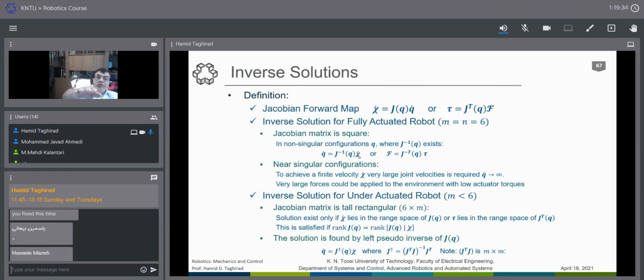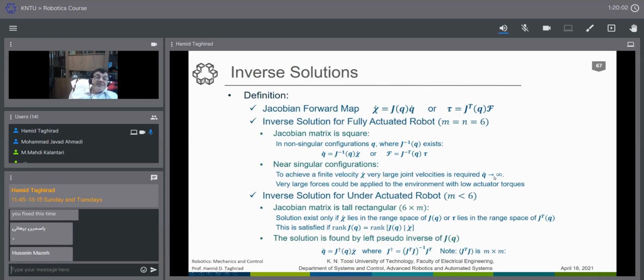You want to go very small in this case. You need very large speed at your joints. If x dot is to have a finite value, since this is very large, you need very large joint velocities. And at a singular point, this goes to infinity, so we cannot go further.